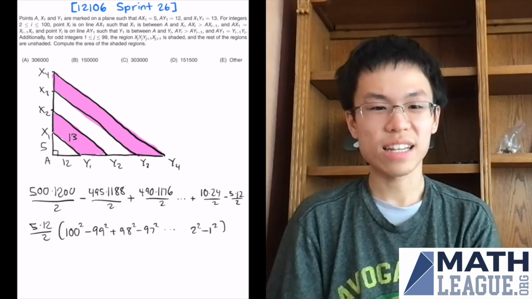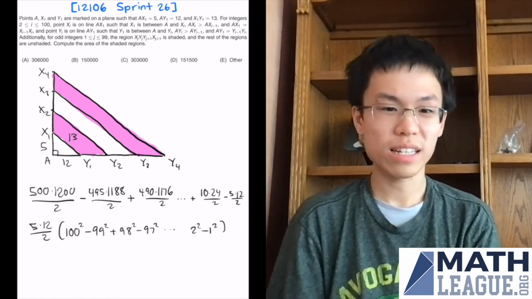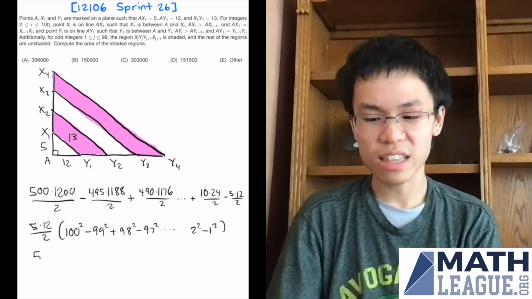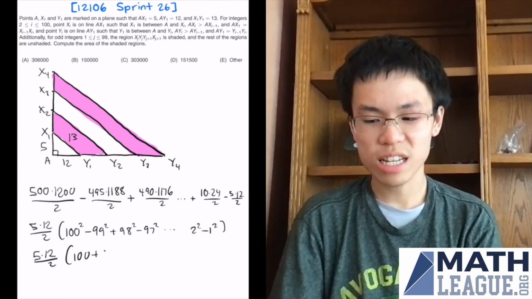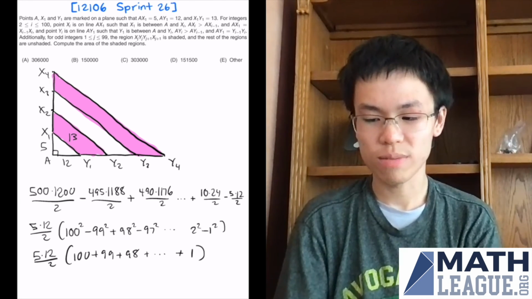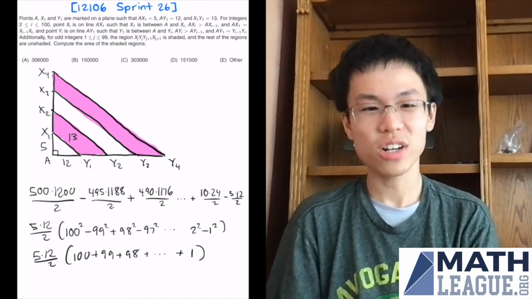100 squared minus 99 squared equals 100 plus 99 times 100 minus 99. 100 minus 99 is going to be 1. Oh, that's convenient. And then I get the result 5 times 12 over 2 times 100 plus 99 plus 98 all the way up to plus 1. And at this point, I think the coast is clear. The calculations are a lot more manageable.